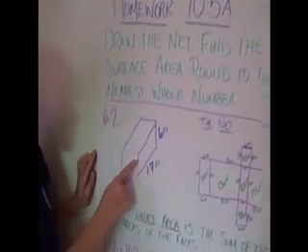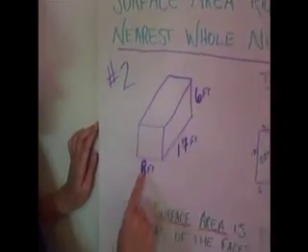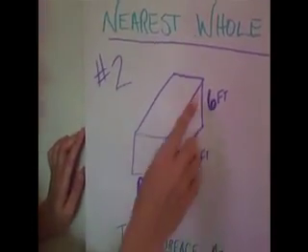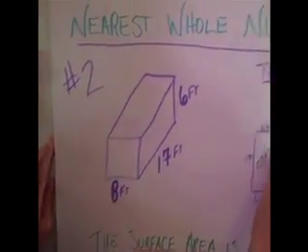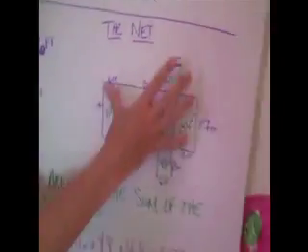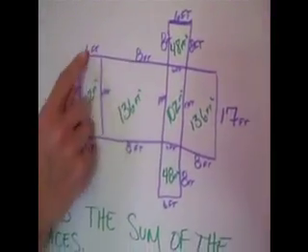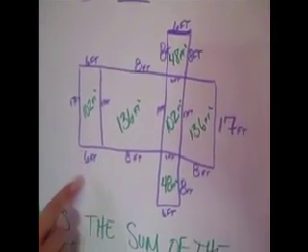Number 2, I drew a picture here. As you see, you have the length, the width, and the height indicated. Then I drew the net. This is what it would look like if I laid it out flat, and I labeled each one of the sides. How you find it?